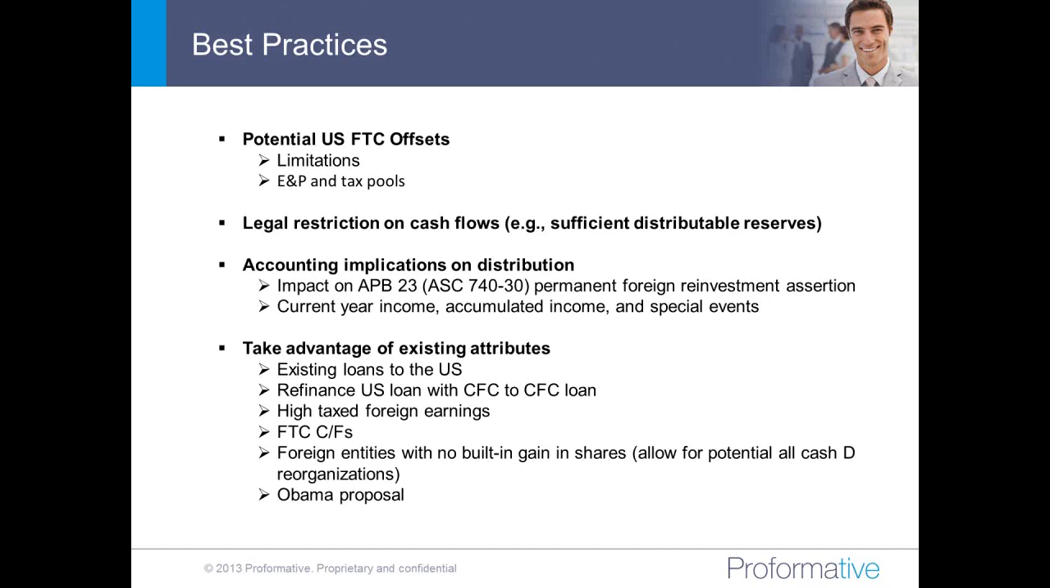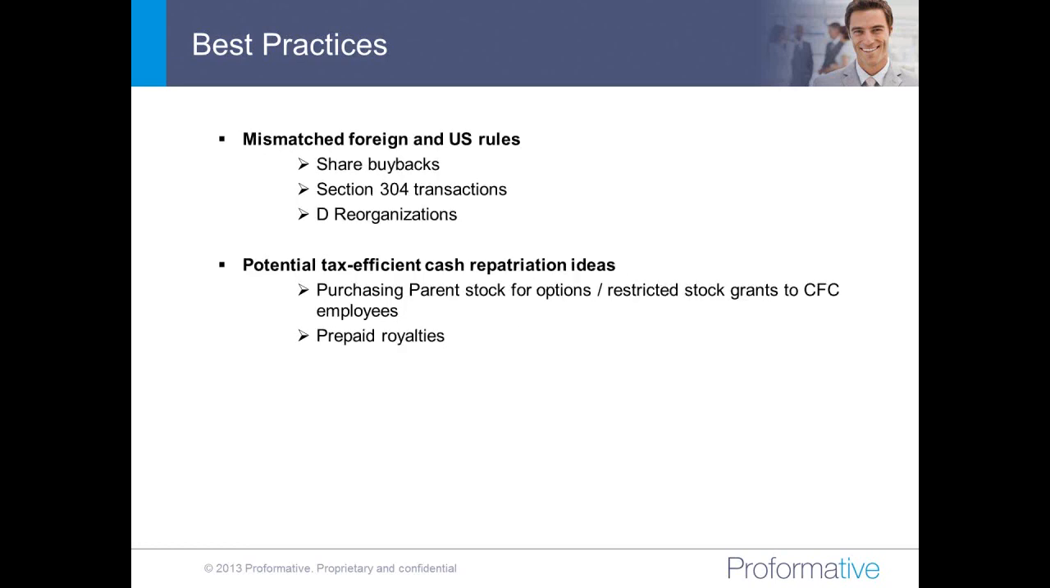At the bottom of the slide, I tried to list a few of the other tax attributes. One thing to keep in mind is, to the extent there are existing loans between the U.S. and foreign subsidiaries or between foreign subsidiaries, it can be advantageous to take advantage of the existing capital structure within the group. So just something to think through.